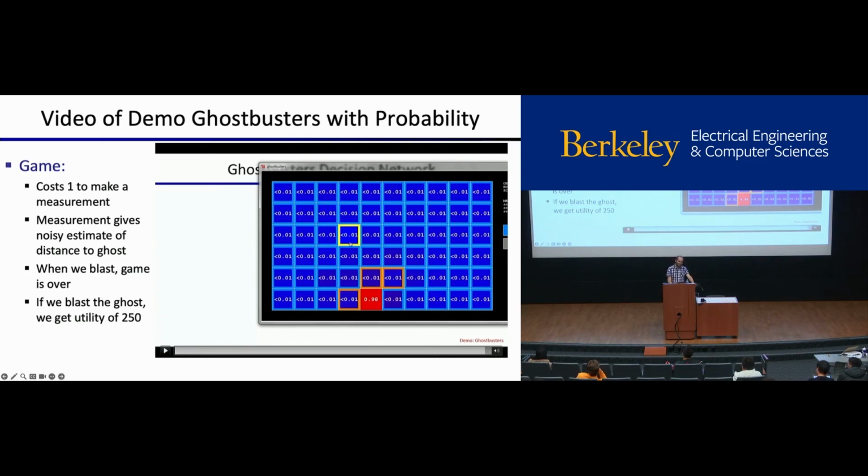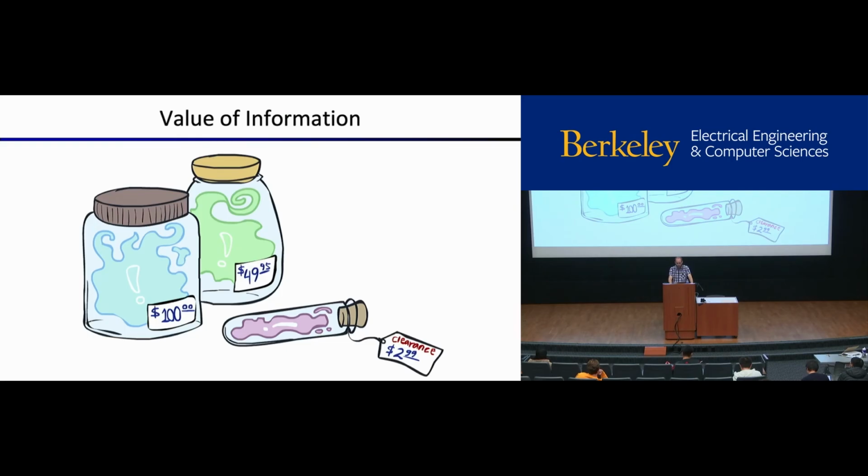Now, nothing I've told you yet would tell you where you should try to measure. A person just said, OK, well, these seem like reasonable places to make a noisy measurement. But what I'm going to talk about now is going to give a much more rigorous methodology for deciding how to make good, helpful measurements. So what we're going to talk about now is the value of information.